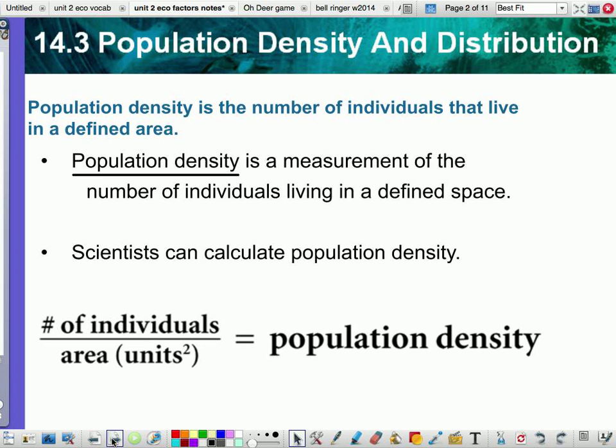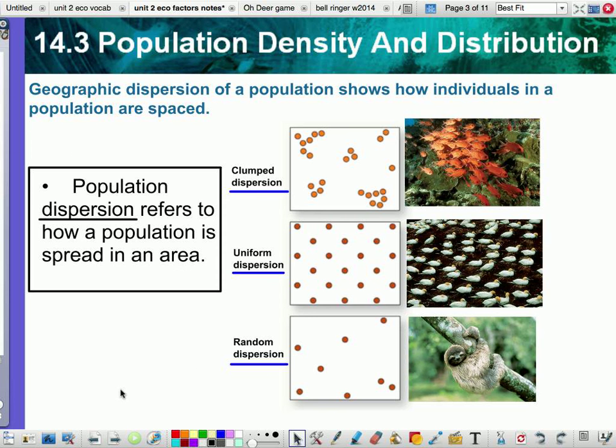Population density is nothing more than a formula. You count the number of individuals in a population and divide by how much area there is where they're living. So it might be square meters, square centimeters, or square miles. It just depends on how big the area is that the population lives in, their ecosystem that they're calculating from. All right, so just an equation.